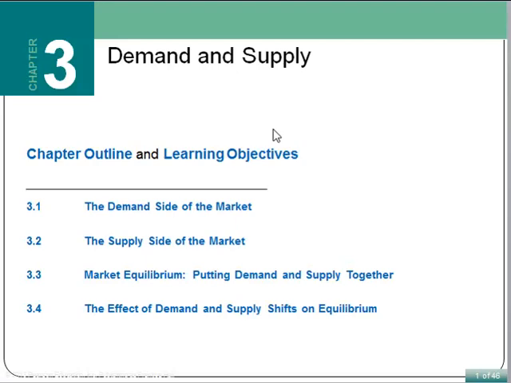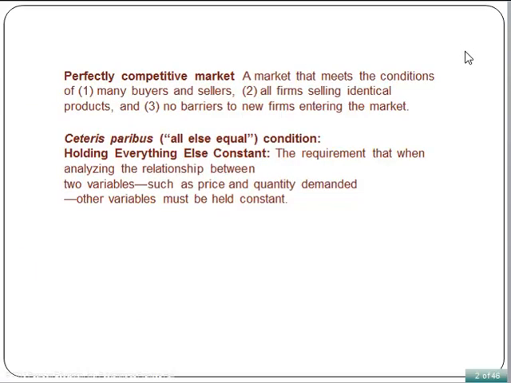In this chapter, we explore the model of demand and supply, which is the most powerful tool in economics. We use it to explain how prices and quantities are determined in the market. In order to simplify the analysis, we assume the market environment is a perfectly competitive market, which means the forces of demand and supply are the sole determinants of the market price. Such a market meets the conditions of many buyers and sellers, all firms selling identical products, and no barriers to new firms entering the market.